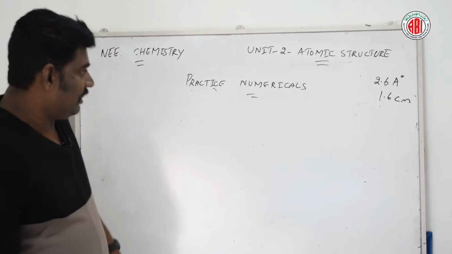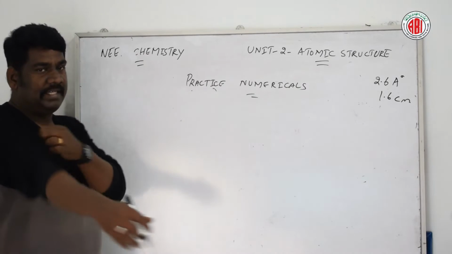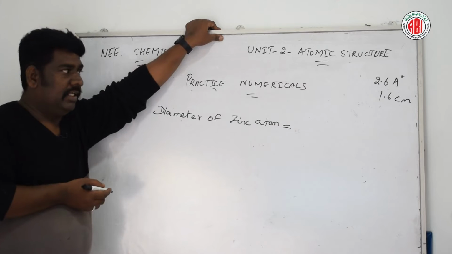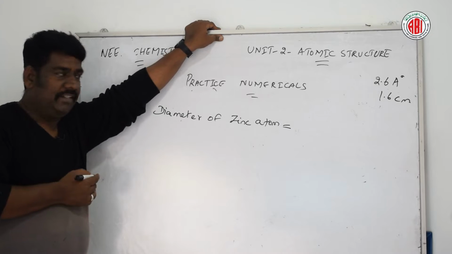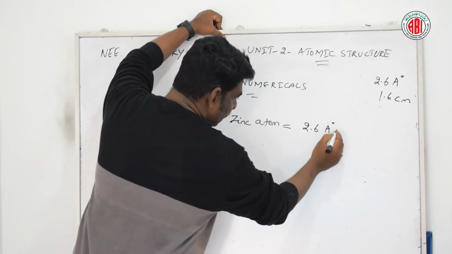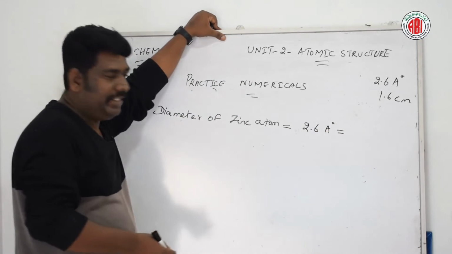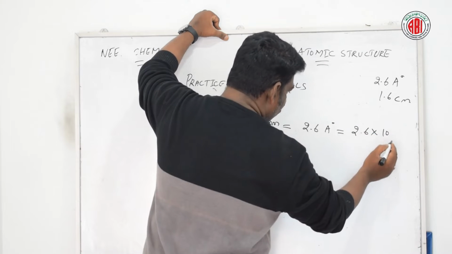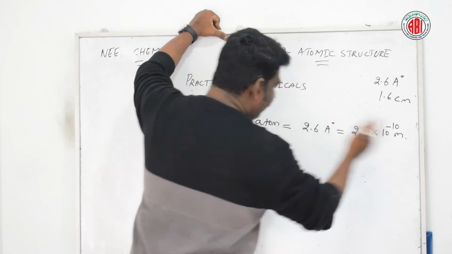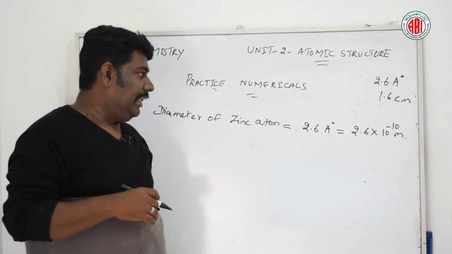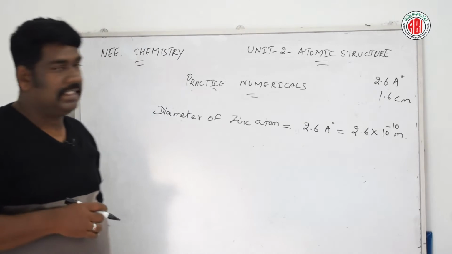First, the diameter of the zinc atom is given in Angstrom, which has to be converted into meter. So 2.6 Angstrom should be converted into meter, that is 2.6 into 10 to the power of minus 10 meter. Angstrom is 10 to the power of minus 10 meter. In the case of nanometer, that is 10 to the power of minus 9 meter.